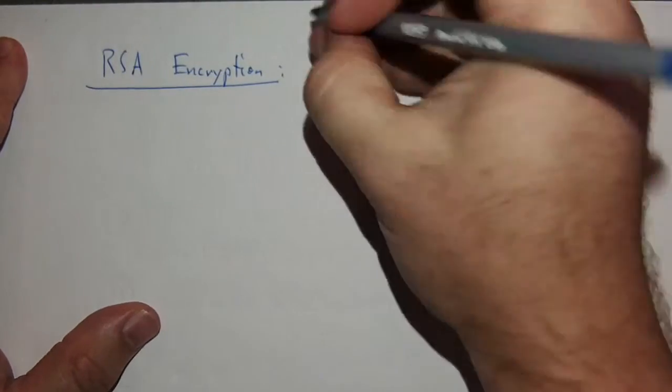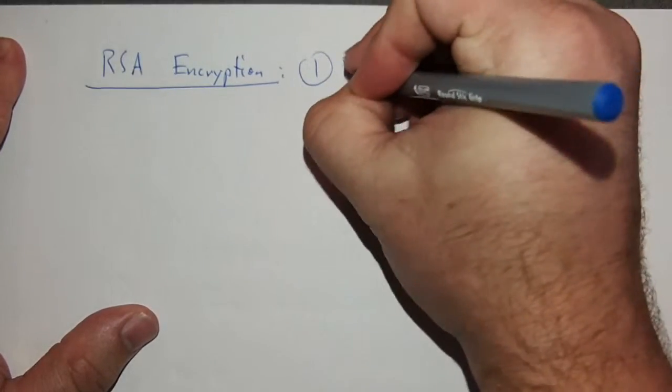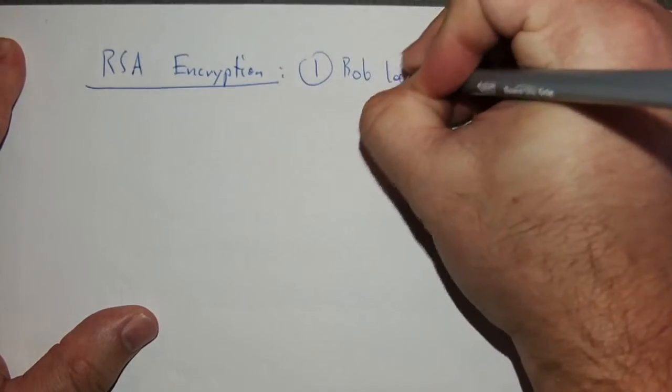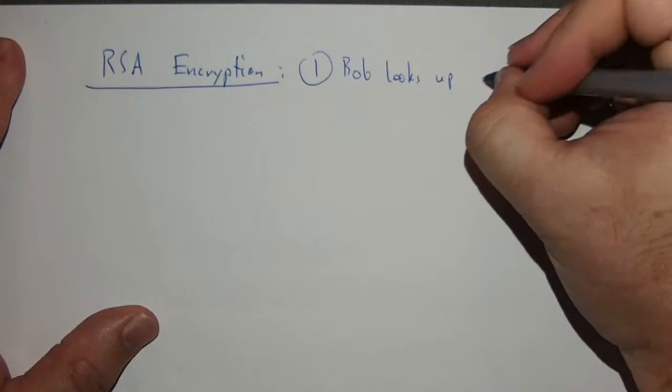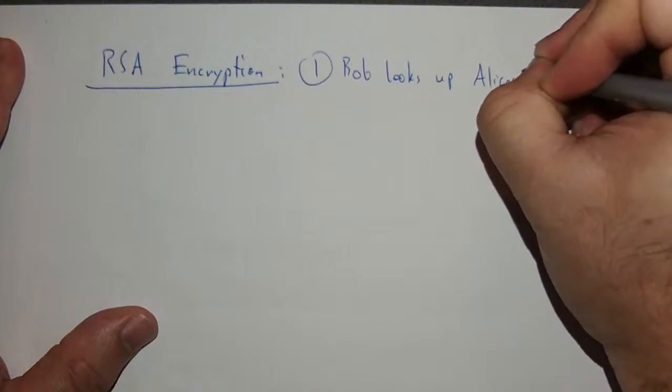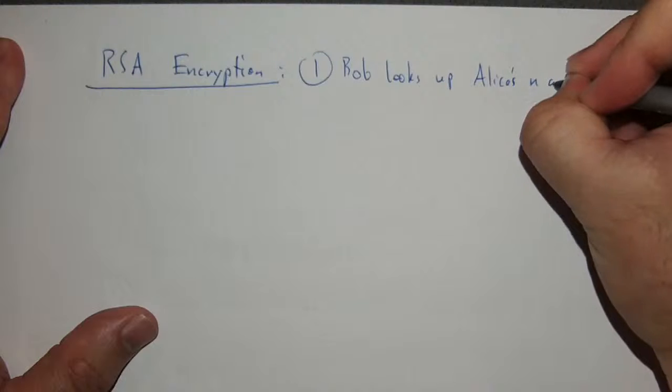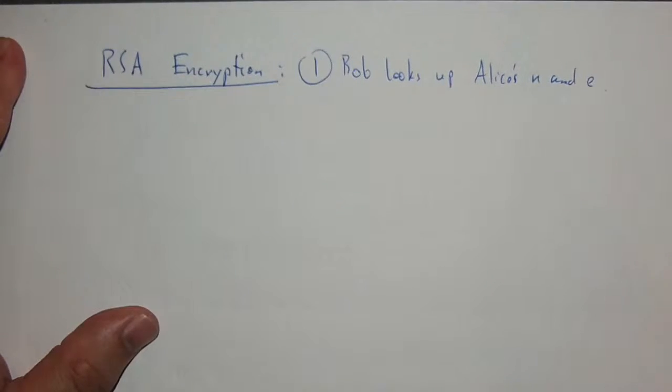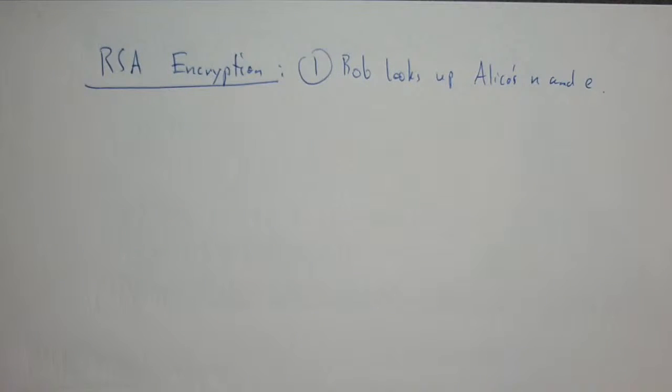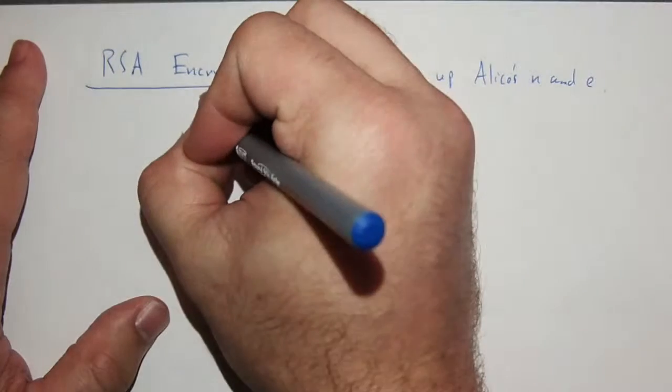Okay, so first, Bob looks up Alice's N and E, which are publicly available, so that's not too hard. Okay, so this is exactly the info that has been made public. All right.